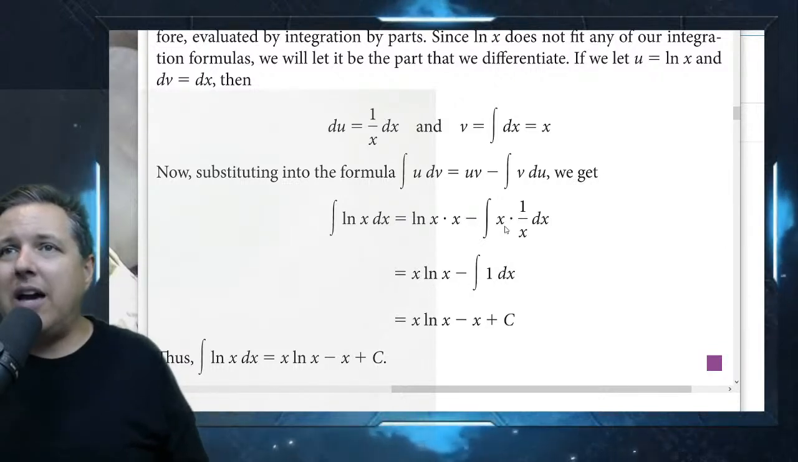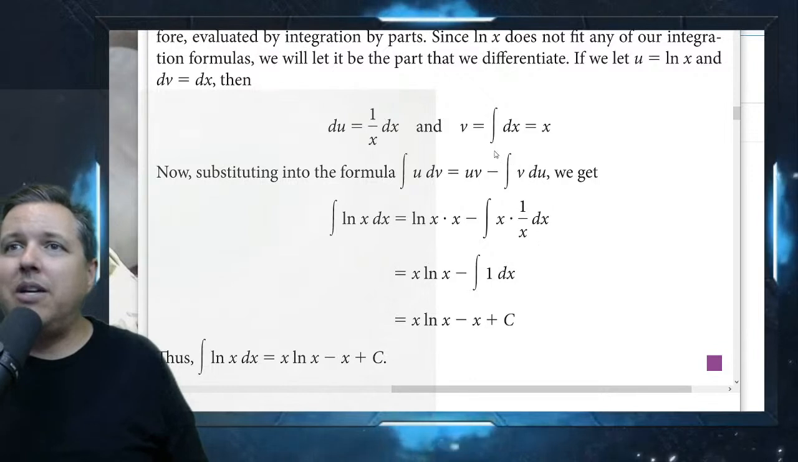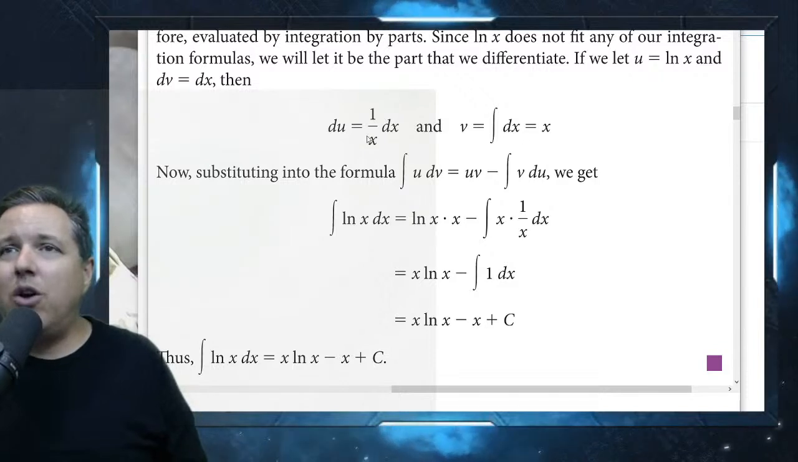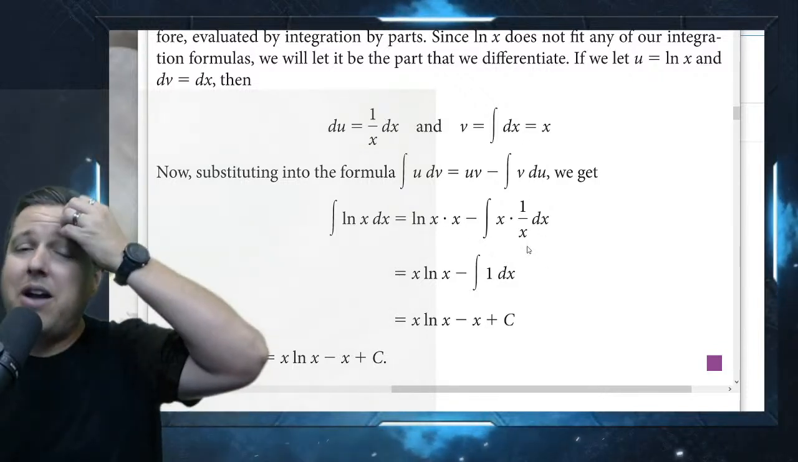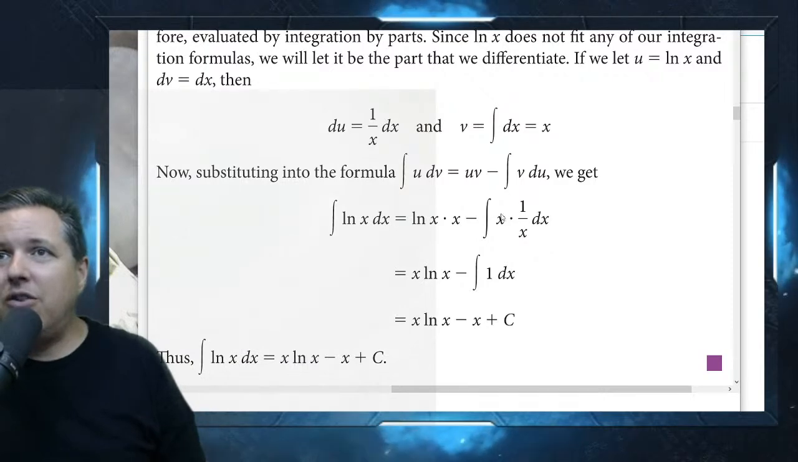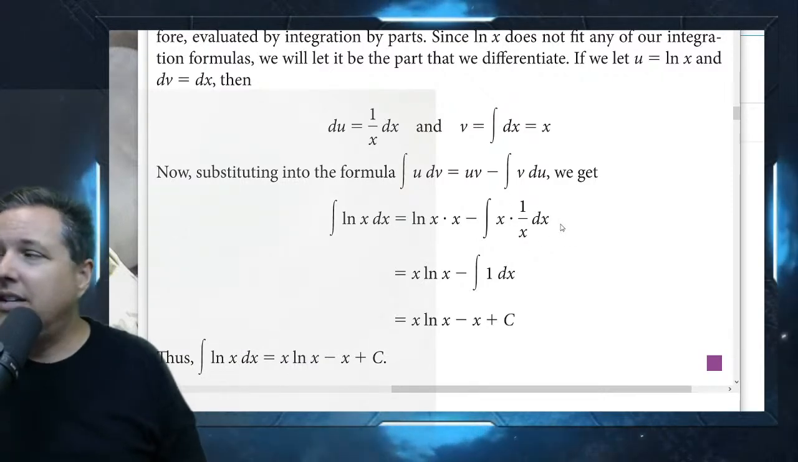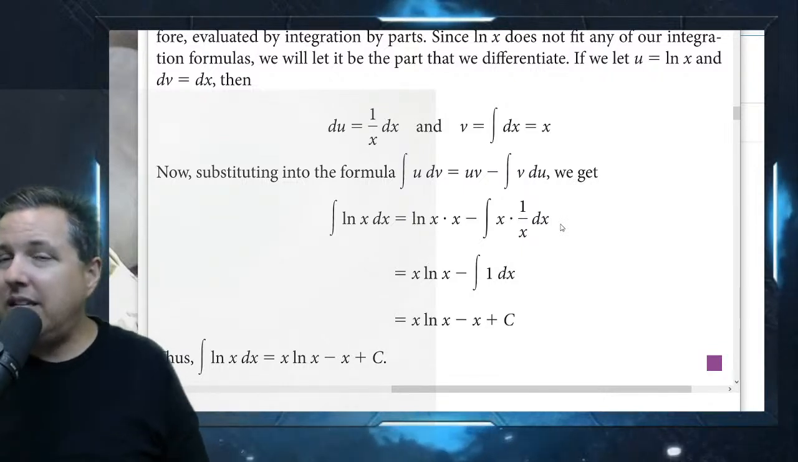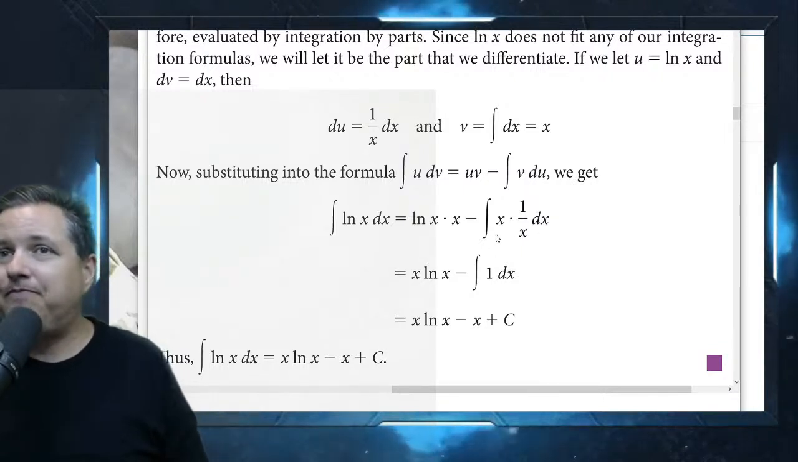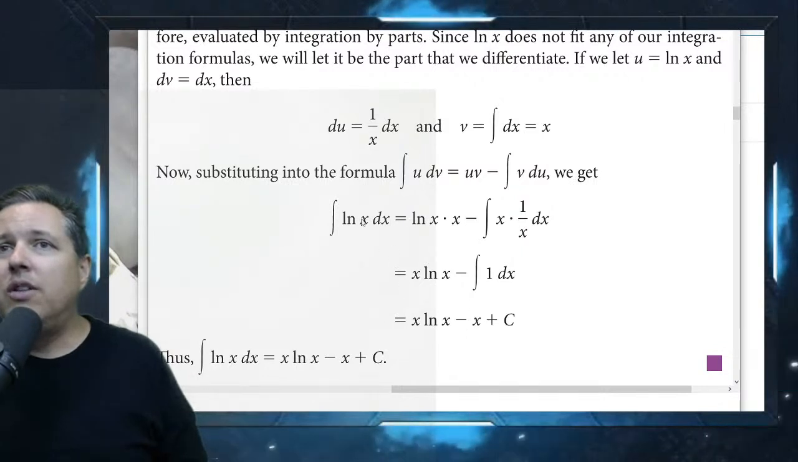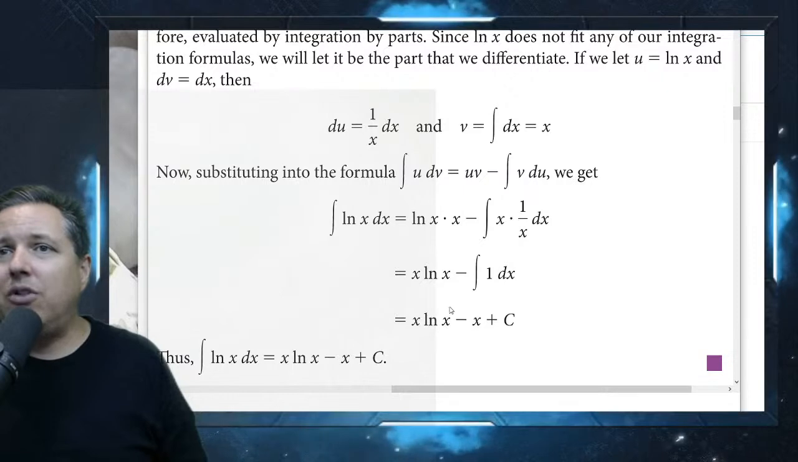Minus the integral of x times 1/x dx, because we've got the integral of v du, but our v is x, and our du is 1/x. So look what happens. Our x and 1/x cancel each other out, and we're just left with the integral of 1 dx. Well, when you integrate 1 dx, you just get x. So the integral of natural log of x dx equals x natural log of x minus x plus c.